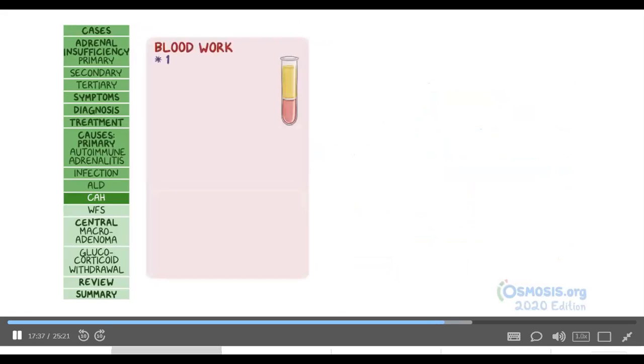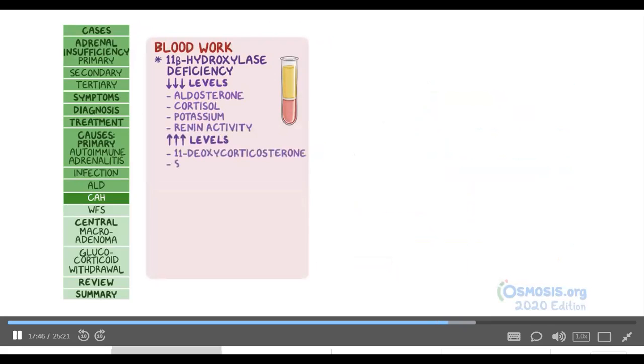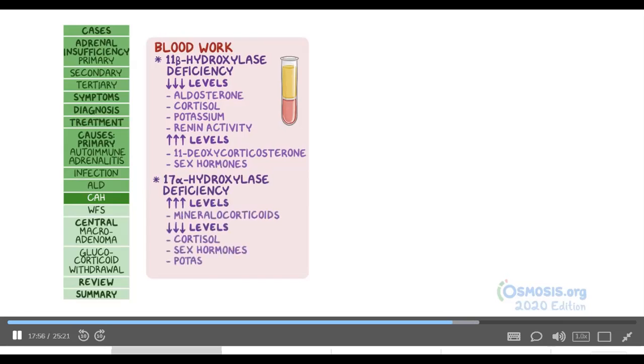When it comes to blood work, you can typically find decreased levels of aldosterone, cortisol, potassium, and renin activity, and increased levels of 11-deoxycorticosterone and sex hormones. In 17-alpha-hydroxylase deficiency, however, there's increased levels of mineralocorticoids and decreased levels of cortisol, sex hormones, potassium, and androstenedione.